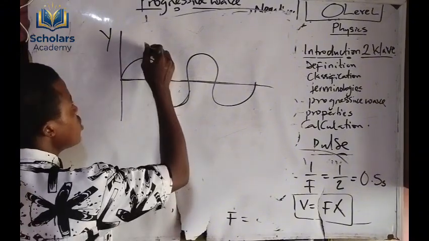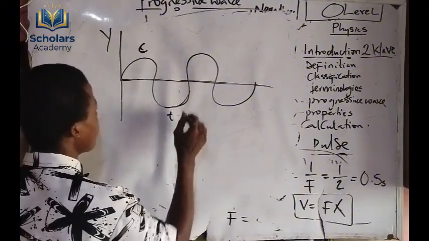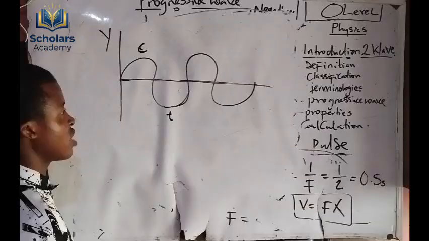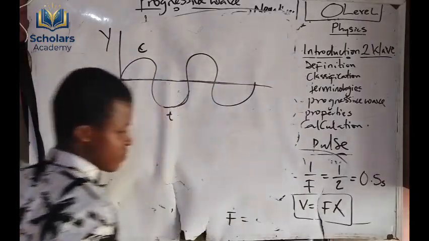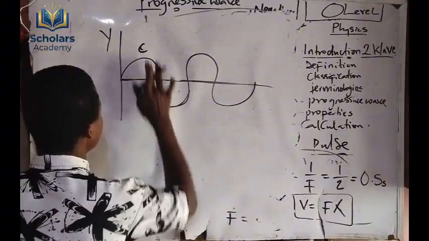So remember, I told you this is the crest. This is the trough. Crest, trough. These are for a transverse wave. In a nutshell, that means what I just drew is a demonstration of a progressive wave. Okay, now look at this.